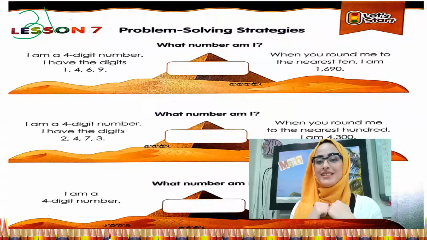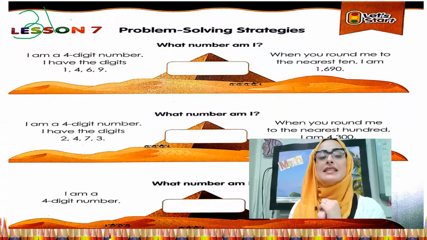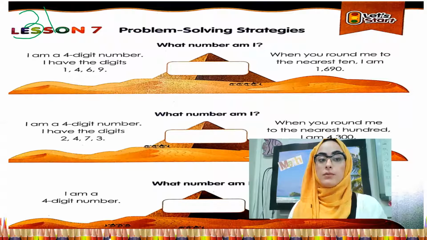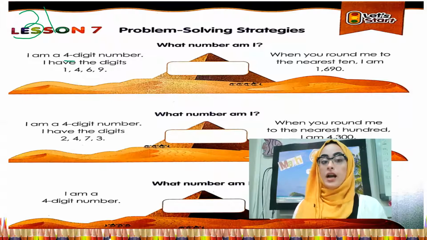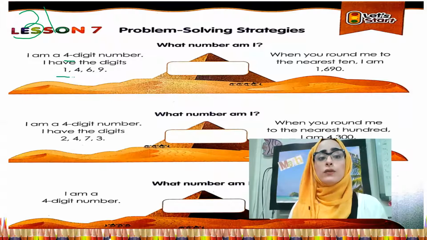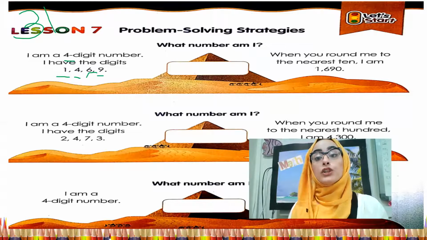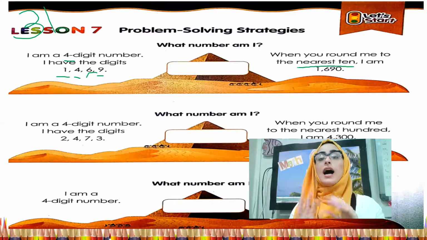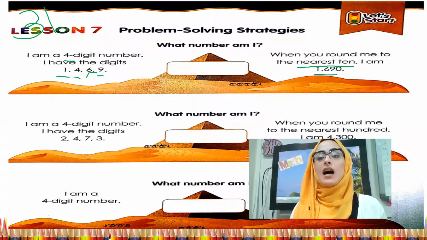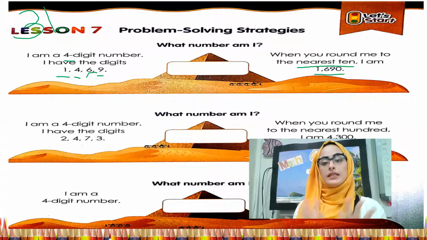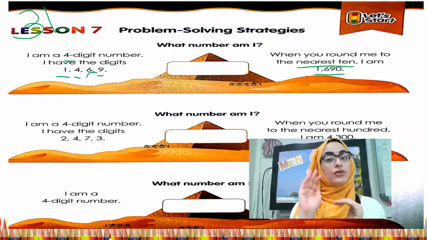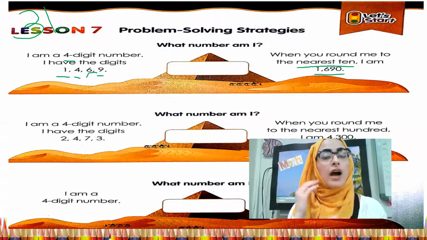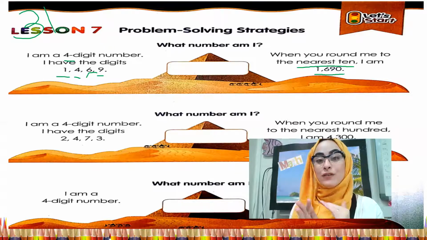I have riddles. You have to find me. The riddle said, I am a 4-digit number. I'm reading number 1. I am a 4-digit number. I have the digits 1, 4, 6, and 9. The next part: when you round me to the nearest 10 is the most important word. I am 1,690. So, step by step, okay? I understand that I'm going to round to the nearest 10. I have to find my tens. So, here is my tens, right?